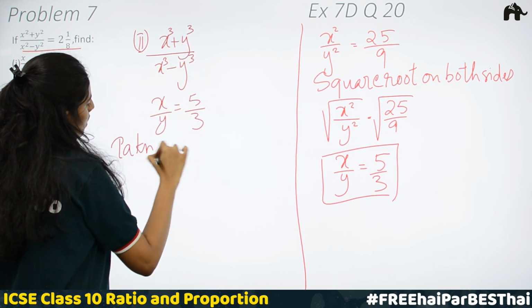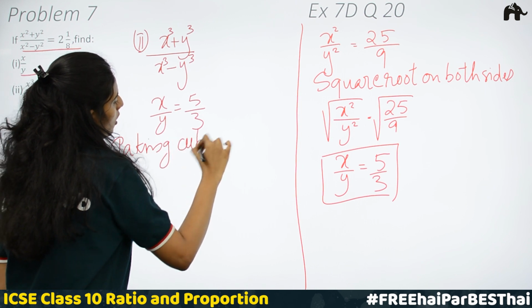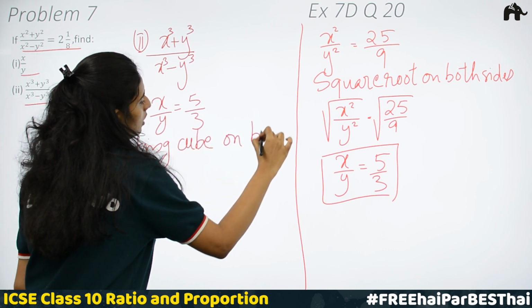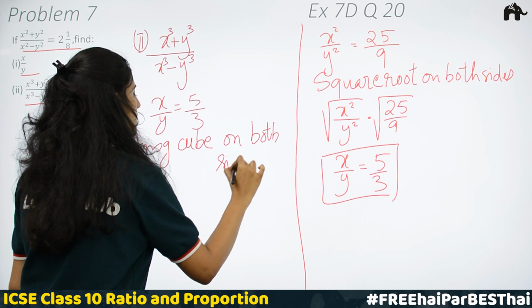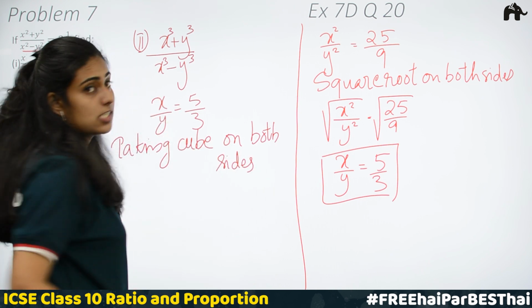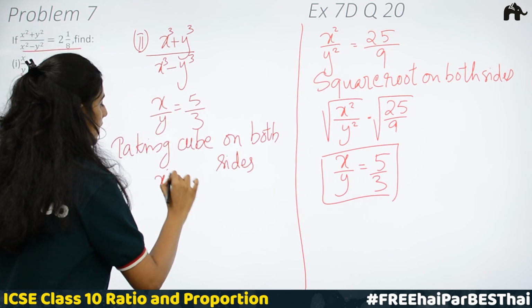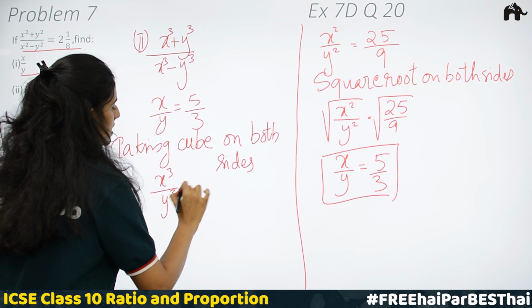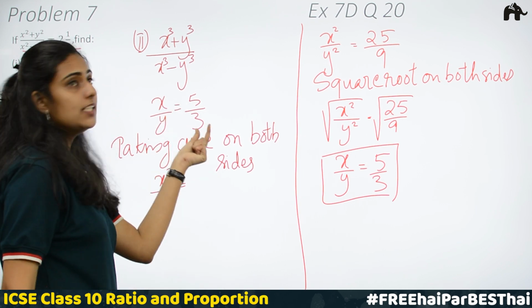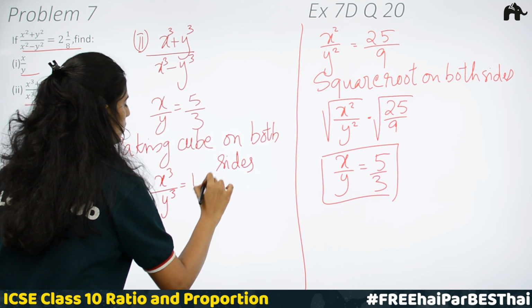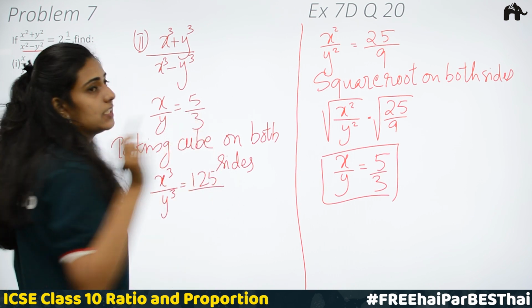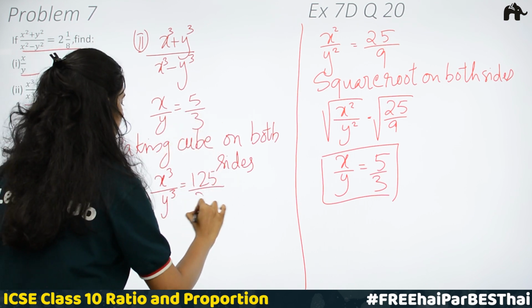Taking cube on both sides. What do we get? X cube by y cube is equal to 5 cube by 3 cube. 5 cube is 125 divided by 3 cube is 27.